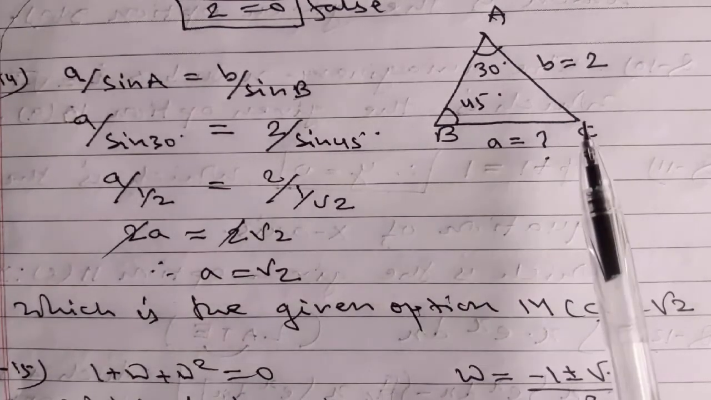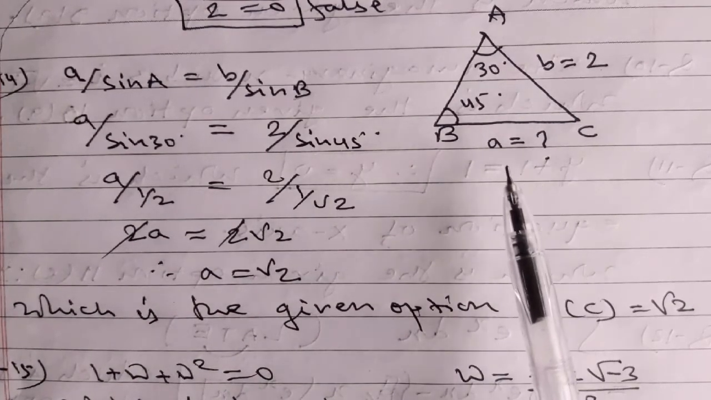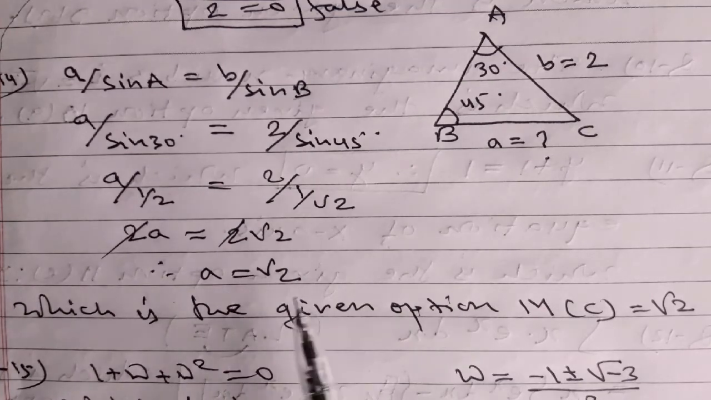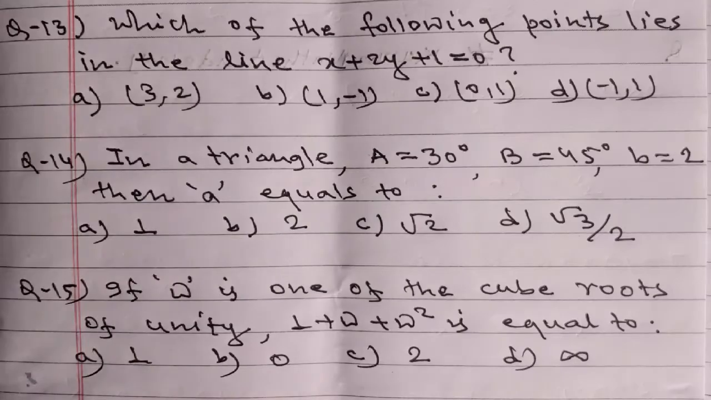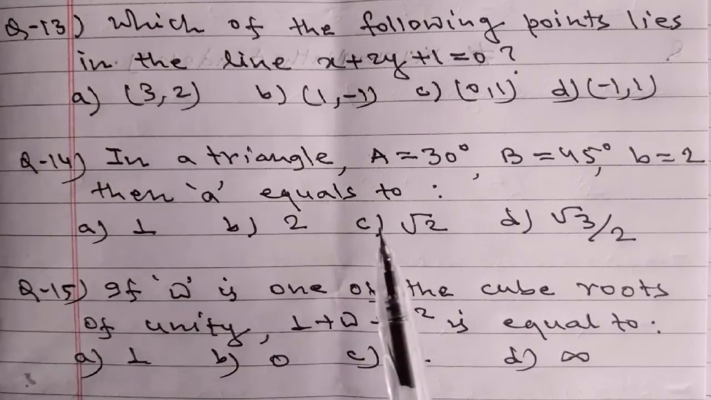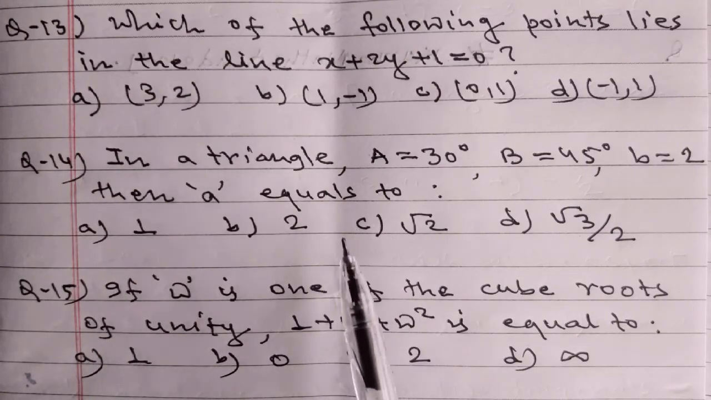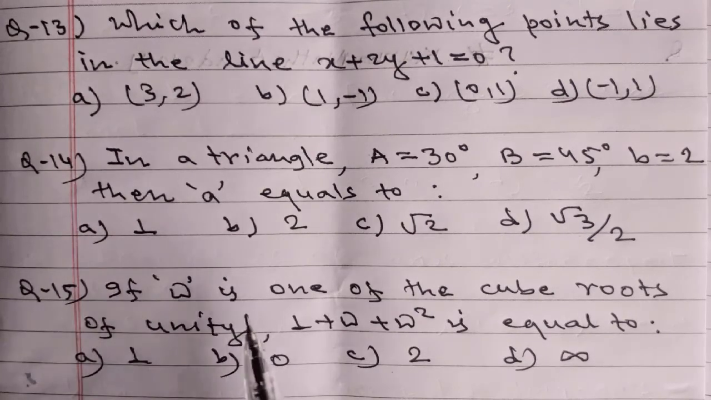That means the length of the side BC, or we can say the value of A, is equal to root 2, which is the given option 14C, root 2. So we have to circle answer C, which is the right option. Let's go to question 15.